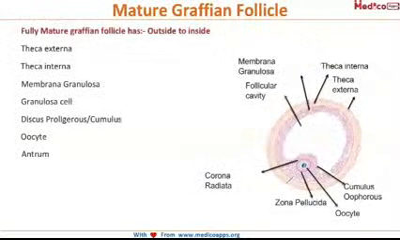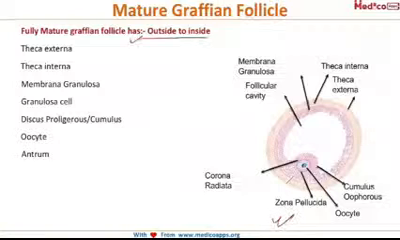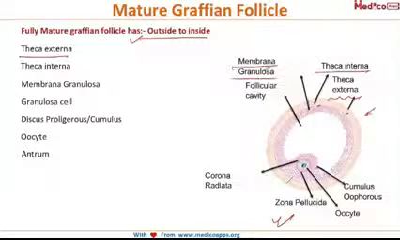So you can see here, this is a mature Graafian follicle, and from outside to inside, let us see the layers. The theca externa is there. This you can see here, this is the theca externa. Then we have the theca interna inside it. Then there is a separating membrane called membrana granulosa, the separating membrane between the theca cells and the granulosa cells.